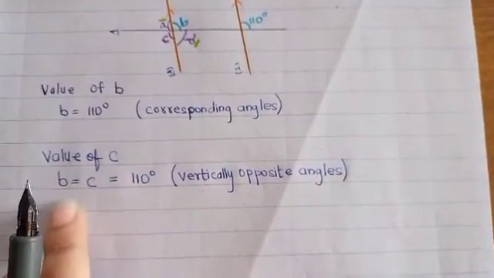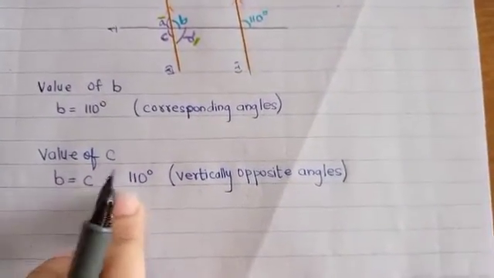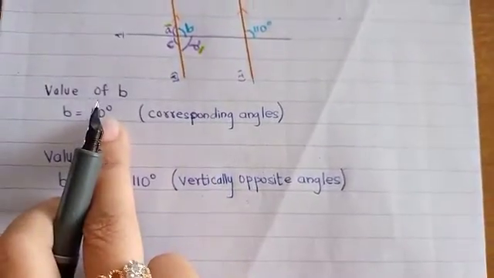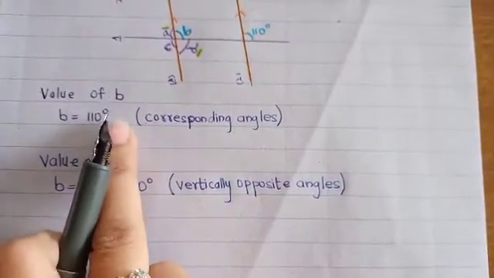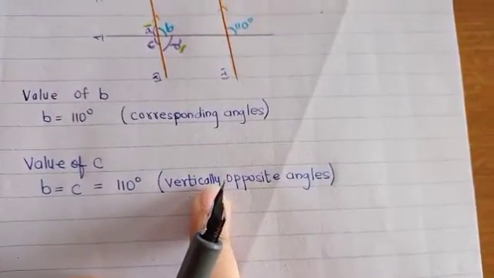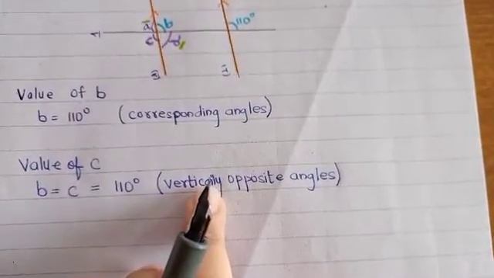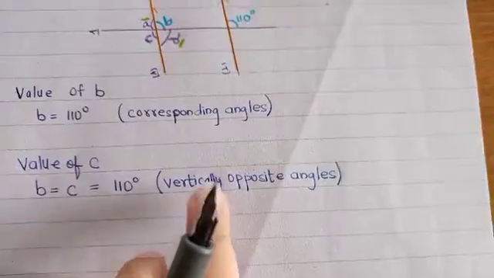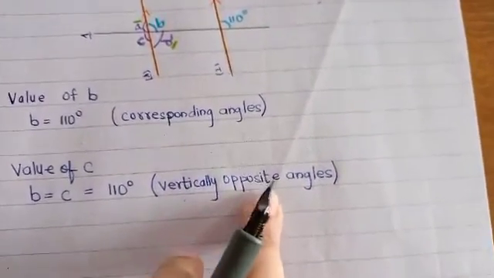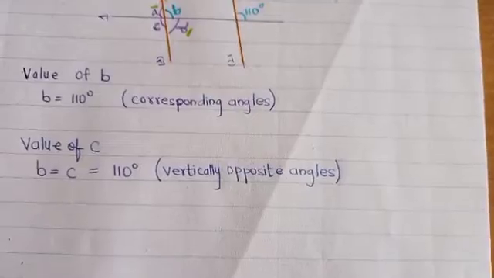You will give a heading and then you will write B is equals to C is equals to 110 degree, because the value of B I found out in the first step only, that it is equal to 110 degree. In the bracket you have to write down again the reason why B is equals to C. B is equals to C because they are vertically opposite angles. Now we will find out the value of A. How will we find it out? Again we have to focus.